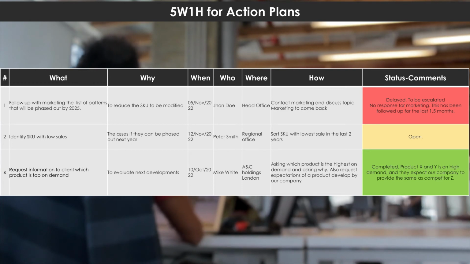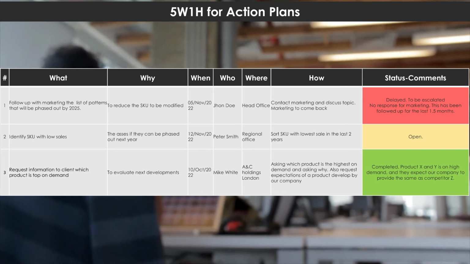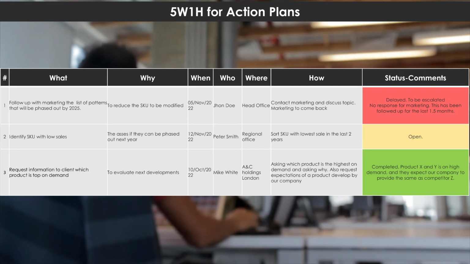2. Identify the SKU with low sales. Why? To assess if they can be phased out next year. When? 12 November 2022. Who? Peter Smith. Where? Regional office. How? Sort SKU with lowest sale in the last 2 years.